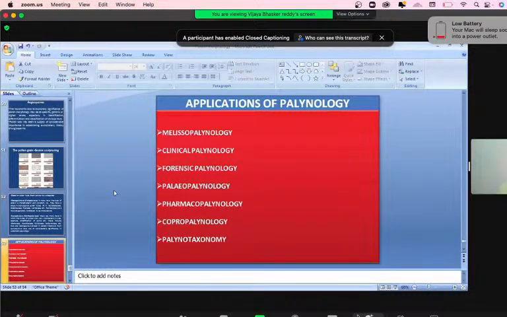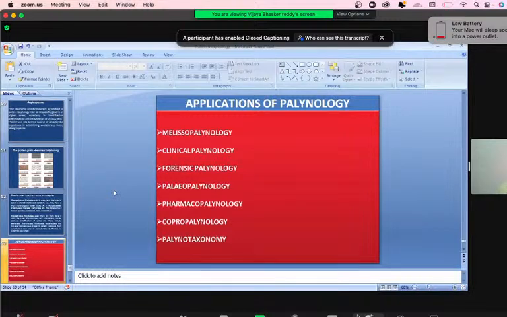Then paleopalynology, where I can excavate different places and recover pollen grains, and based on such fossil pollen grains, we can reconstruct past vegetation patterns, what type of vegetation was there in such localities. Based on the past vegetation patterns, we can predict the past environmental conditions, what type of environment and paleoclimatic conditions were there. So this is also another important aspect.